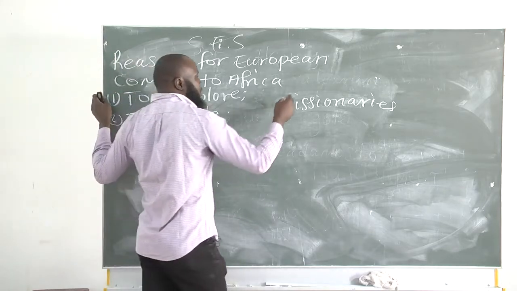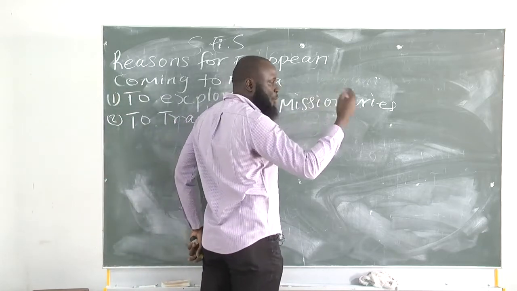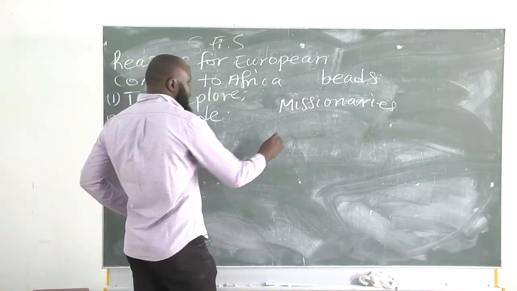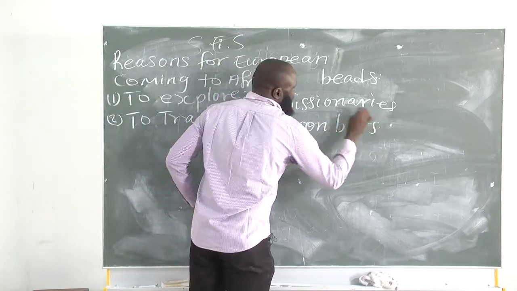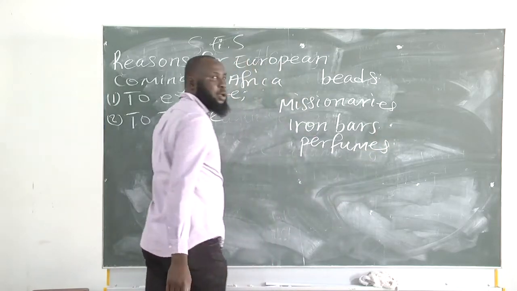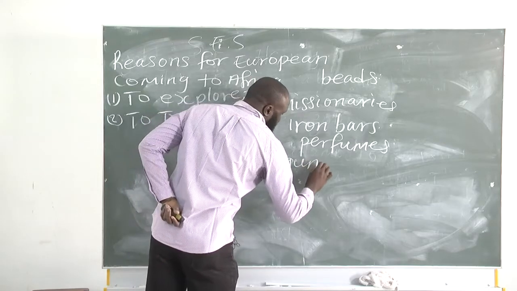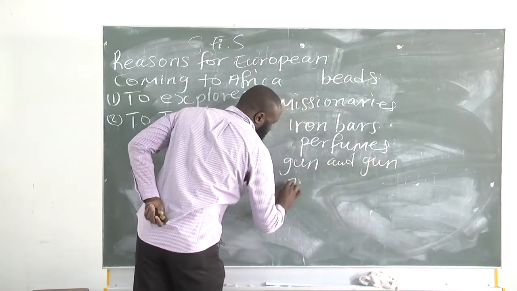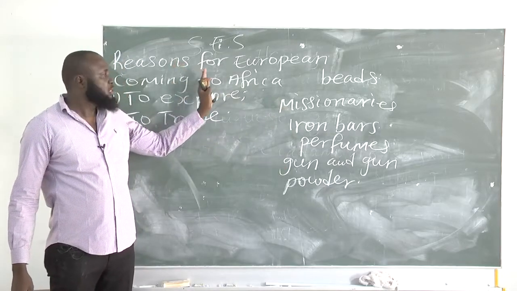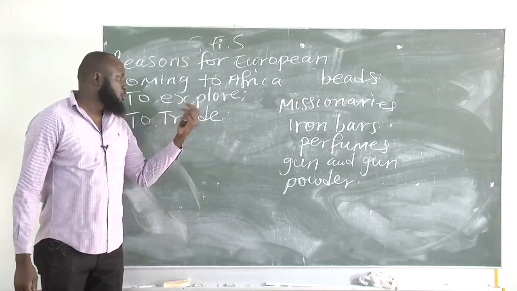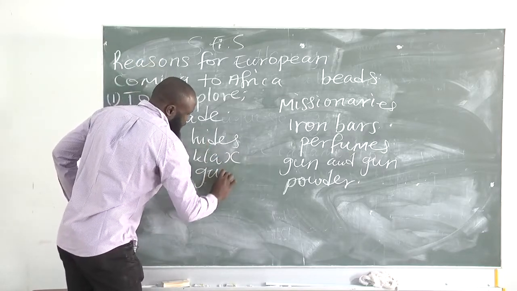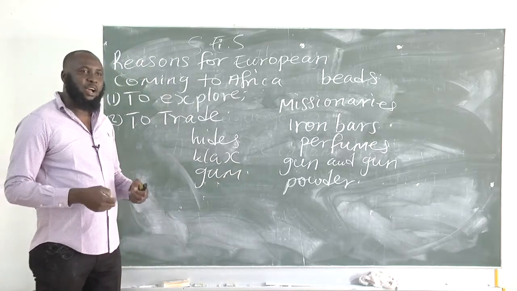Among those goods, they came along with goods like beads, which were brought by Europeans. They also brought iron bars, perfumes, guns and gunpowder. These were some of the goods that they were exchanging with Africans for their gold and slaves. And also you have the likes of hides, wax, and gum. These were also part of some of the goods that were coming from Africa.